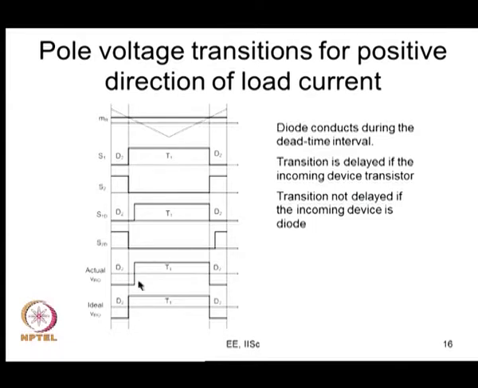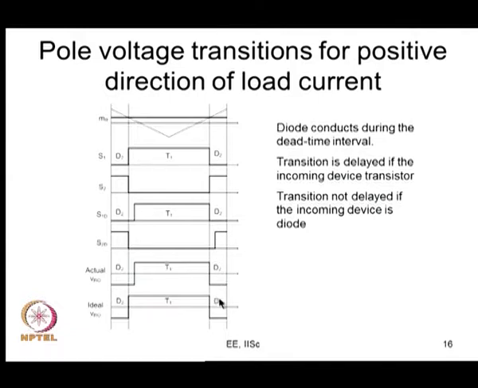So the diode is conducting here, and the diode continues to conduct during the dead time, whereas ideally it should have switched here. If there were no dead time between the top and bottom, it switches here, so it is here now. But here, the incoming device is a diode. So the moment this is turned off, the diode comes in now.